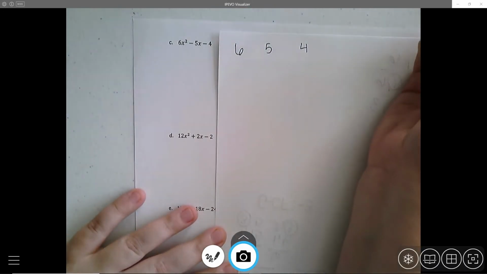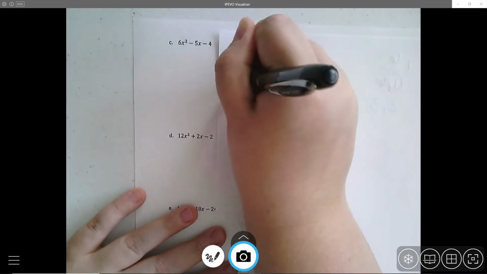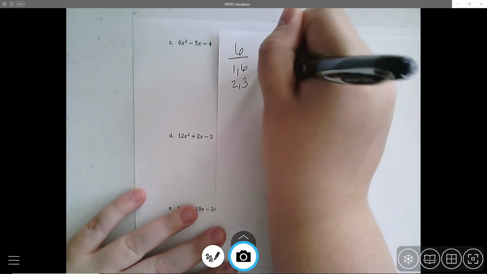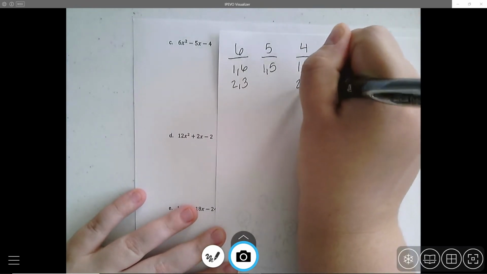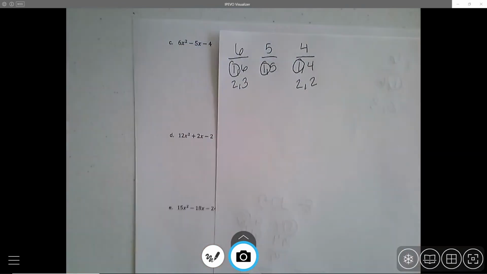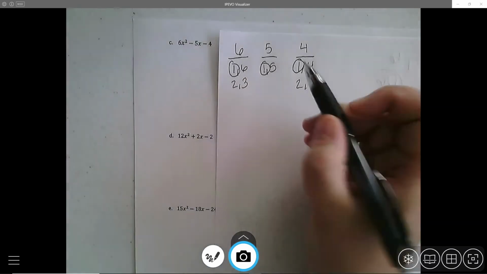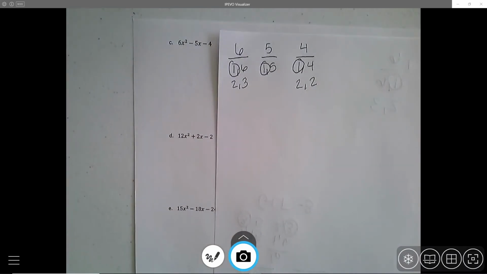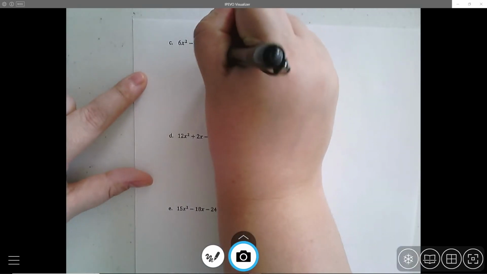I have 6, 5, and 4. Ignore the signs. 1 and 6, 2 and 3. 5 is 1 and 5. 4 is 1 and 4, 2 and 2. The only number that they have in common is a 1. Now, since this is a positive, I don't have to take out a negative. Remember, when it's 1, there's no GCF. The only thing you're concerned for is if it has a negative. Okay, no GCF, so we go right here.